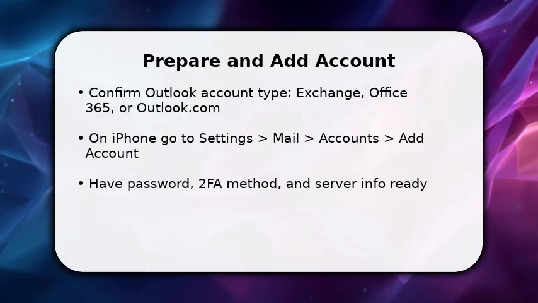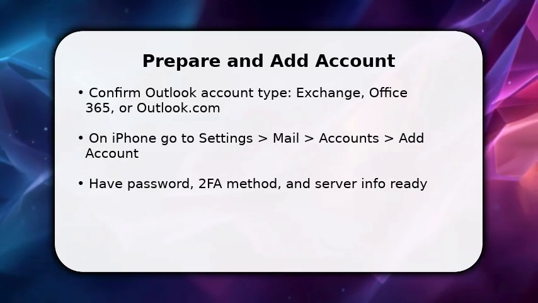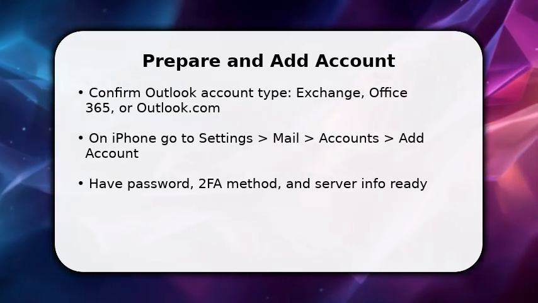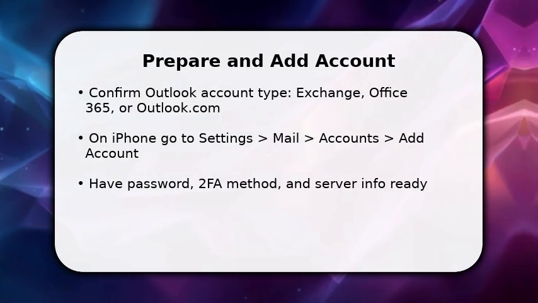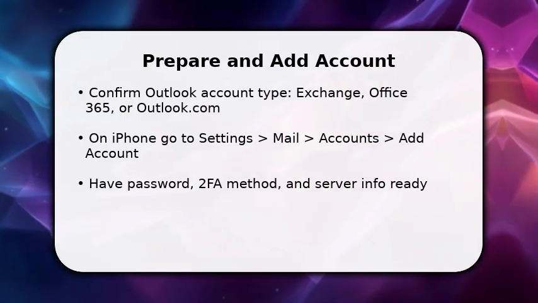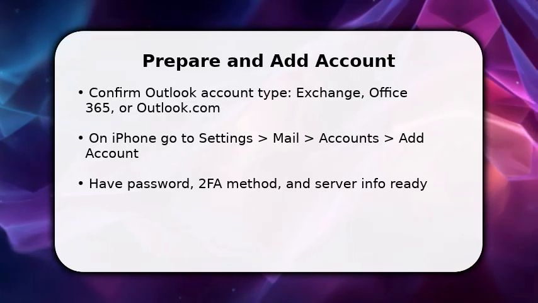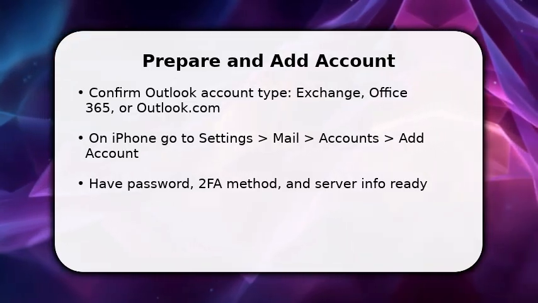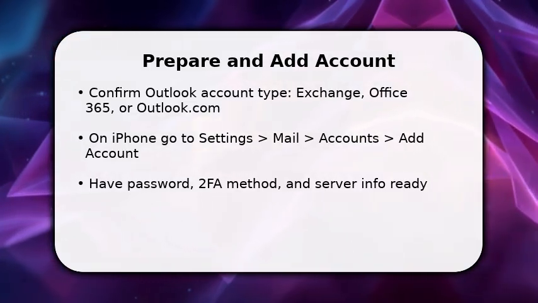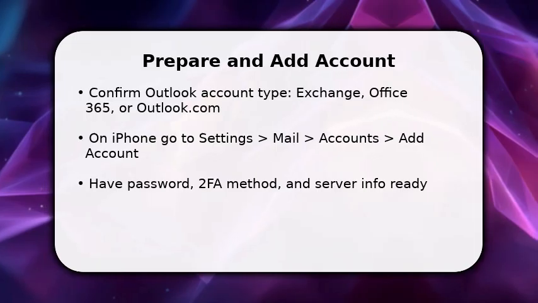You're starting immediately. Open Settings on your iPhone and choose Mail Accounts. Tap Add Account and select Exchange or Outlook depending on your account. Enter your email and password. If you use two-factor authentication, approve the sign-in on your second factor. Make sure you know your server or organization details if prompted.